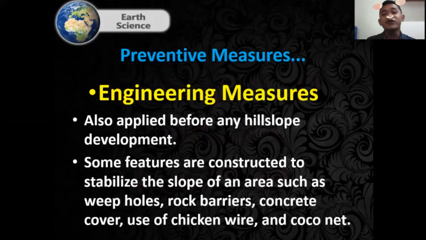Next, engineering measures also apply before any hill slope development. Some features are constructed to stabilize the slope of an area such as sweep holes, rock barriers, concrete cover, use of chicken wire, and coconut. Ito yung makikita natin sa diversion road natin dito sa Davao, nakatong permiti mahulugan o mga bato, magka-rock falls or rock slides. So, lingin mo, gisemento nila, nagbutang sila semento na wall. That is an example of engineering measure.